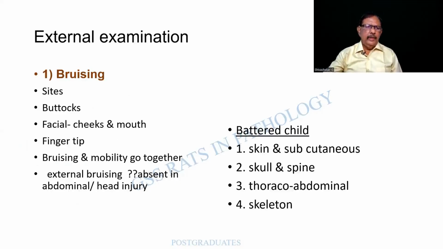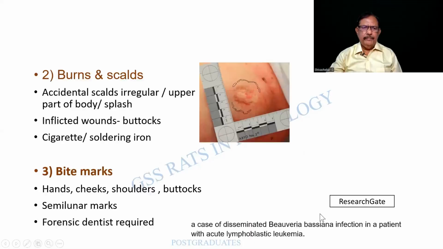One is bruising. The sites are given, particularly the buttocks, face, the cheek and the mouth, the fingertips, and bruising and mobility go together. So this is important. External bruising, sometimes it can be absent in the abdomen and the head. And there is another entity called the battered child, wherein the skin and the subcutaneous tissue, skull and the spine, thoracoabdominal region and the skeleton will have to be examined.